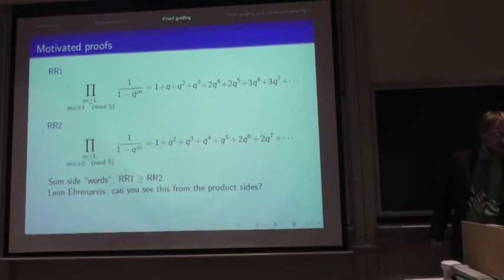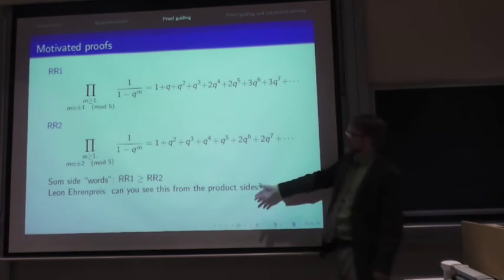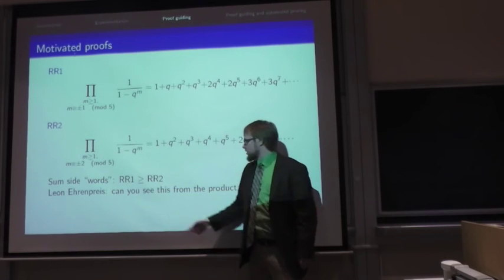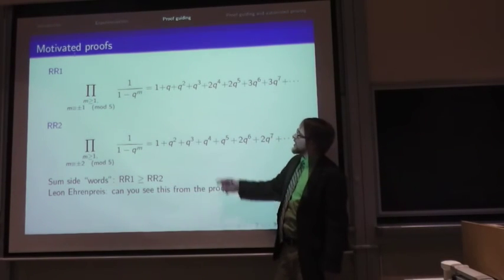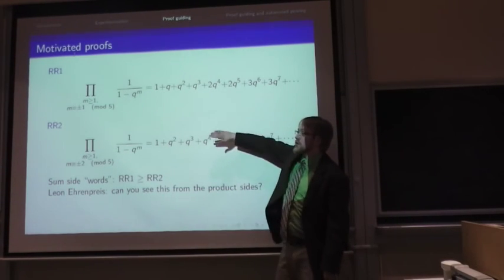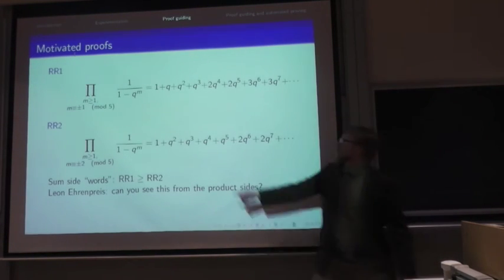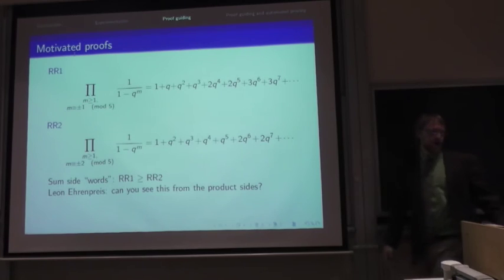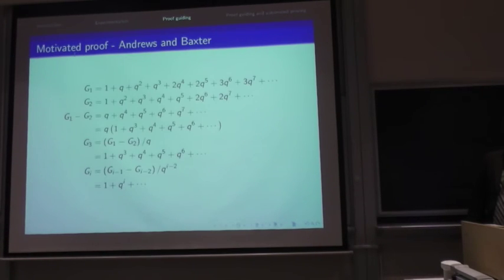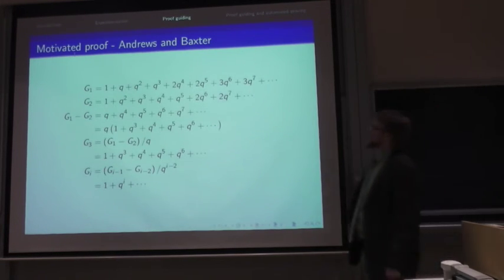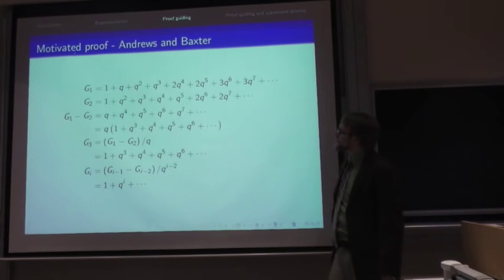And so back in the 80s, Leon Ehrenpreis had a question: can you come up with this inequality just from looking at the product sides? So I don't tell you what the words are. In some natural and motivated way, can you come up with that? And again, in the late 80s, Andrews and Baxter managed to come up with what they call a motivated proof based off of this concept.